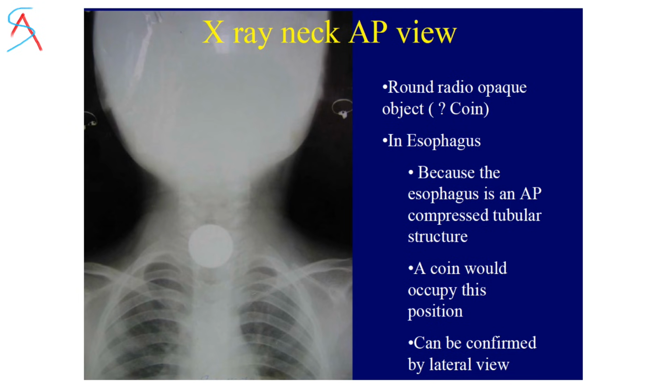So most of the time the examiner would be asking you, can you tell where it is? Is it in the esophagus or in the trachea? The point is, on AP view we can never confidently say where it is. You can only guess that it is the esophagus, because the esophagus is compressed in the AP diameter. In the anterior posterior diameter, it is compressed between the vertebra and the trachea, and a coin would occupy this position very easily. But to confirm, you always have to look at the lateral view. Never give your confirmed diagnosis on seeing the AP view only. You have to just say, sir, I would like to see the lateral view X-ray for this patient.